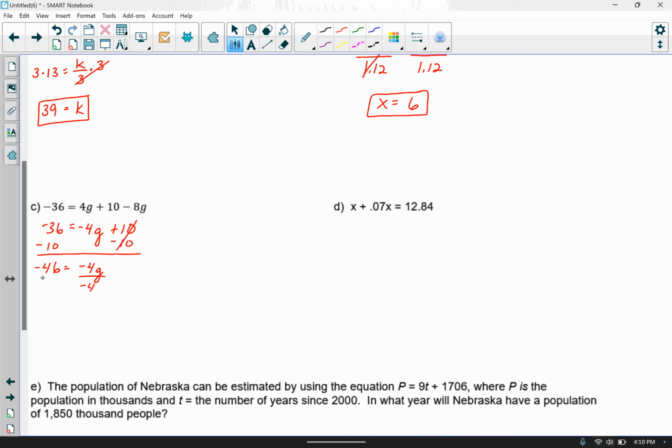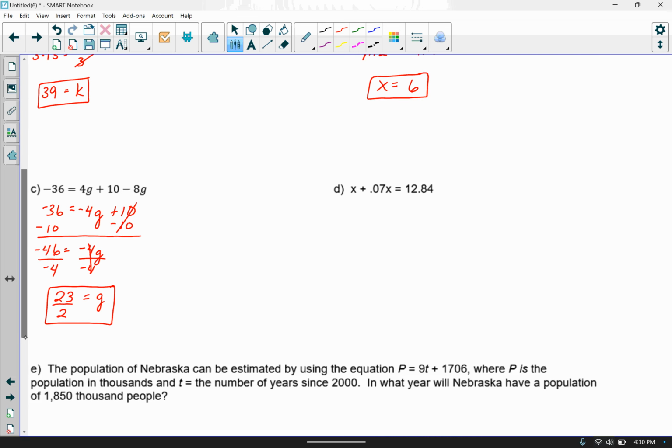Divide both sides by negative 4. All right, so that cancels out, just leaving me with G. Now I've got a negative over a negative, so that's going to give me a positive. But 46 and 4, they're both even, so I can divide them both by 2. So divide them by 2, get 23 over 2. Final answer. Okay, I'll let you try letter D.